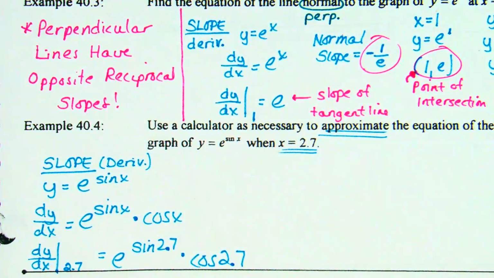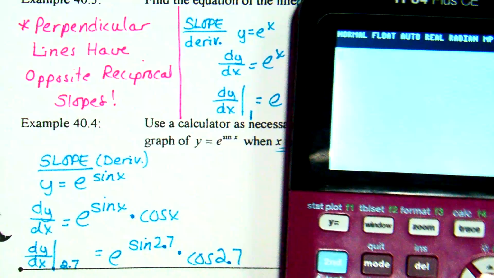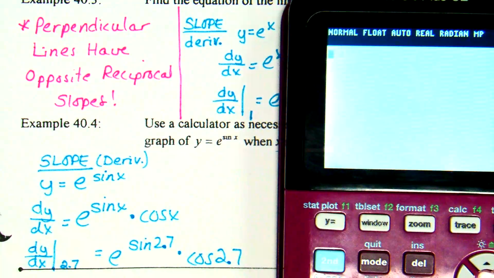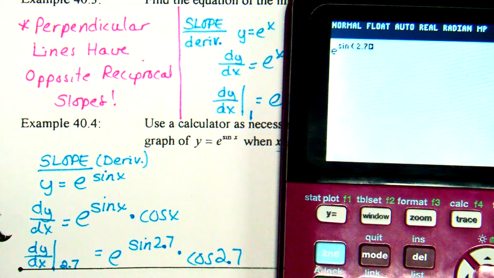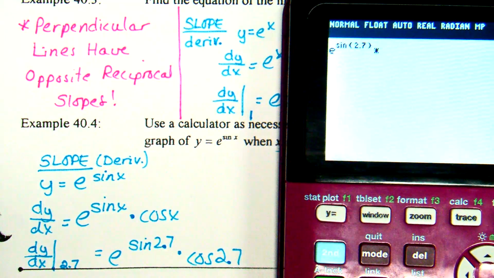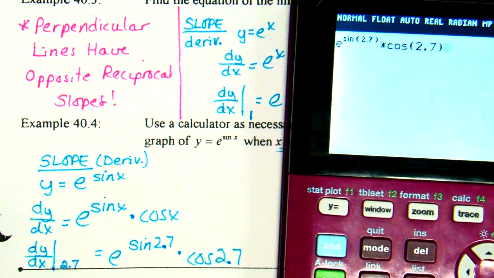Your calculator's in what mode? Radians. So I don't have anyone in physics right now, do I? So no one's constantly going back and forth between degrees and radians. That's in every other class. Okay. So I need e to the sine of 2.7 times cosine of 2.7. Did you guys get it?